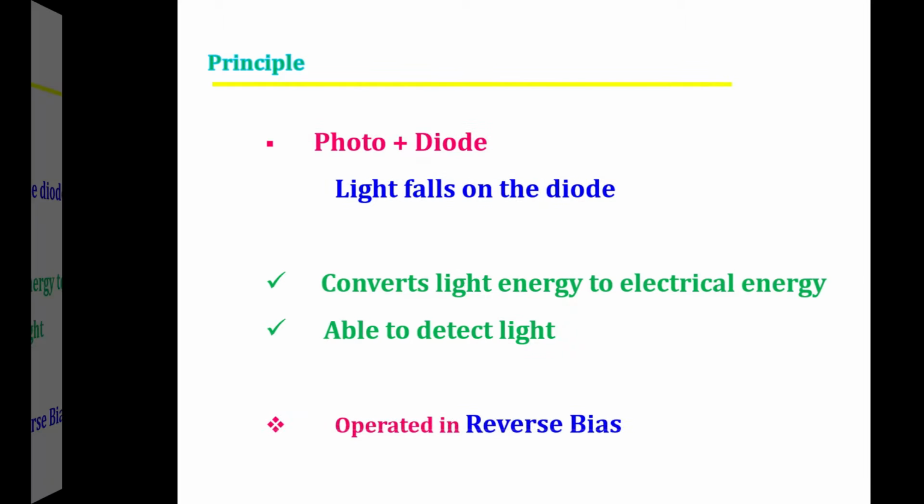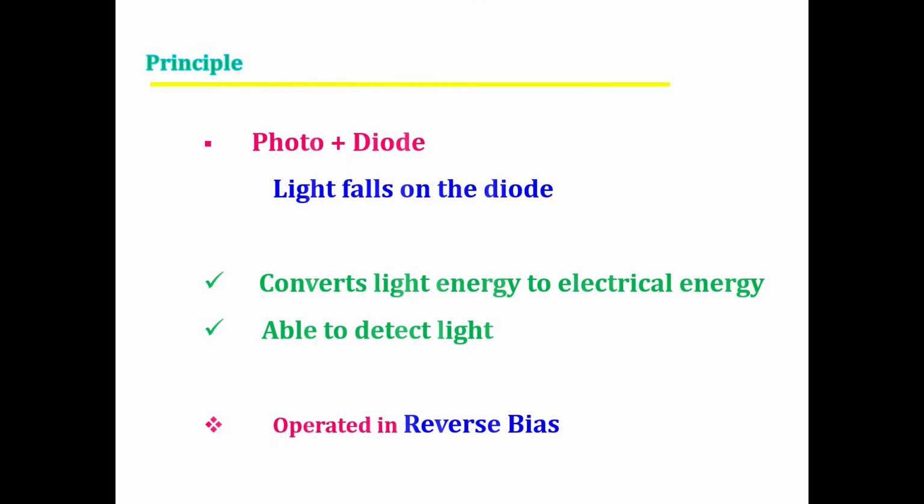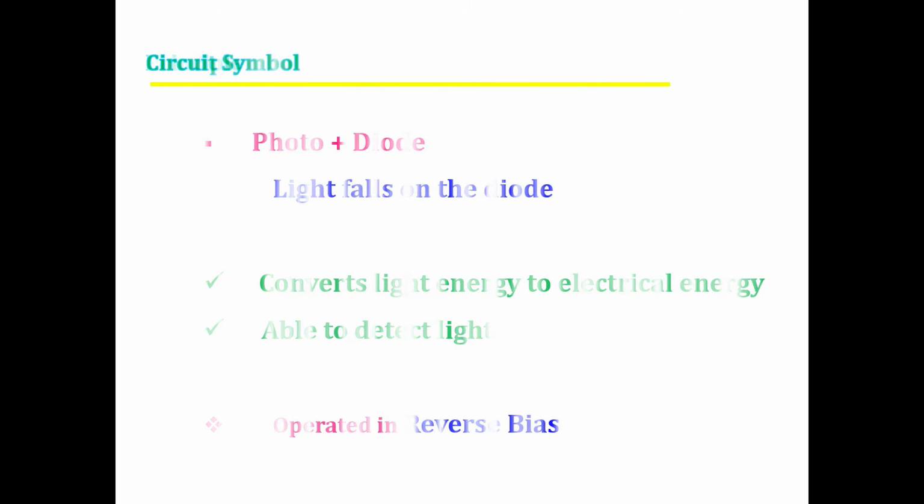Photodiodes are sometimes called photodetectors or photosensors, and mainly they are operated in reverse bias. To summarize, photodiode is a two-terminal device that operates in reverse bias and converts light energy into electrical energy or electric current.